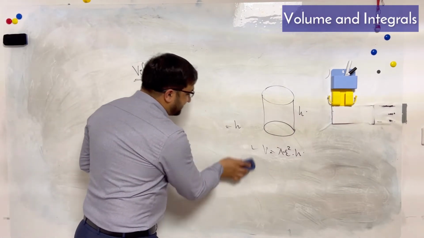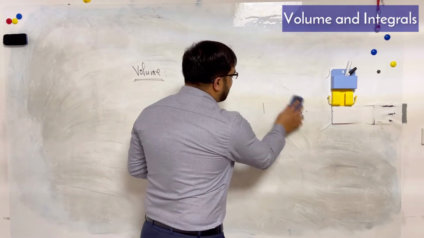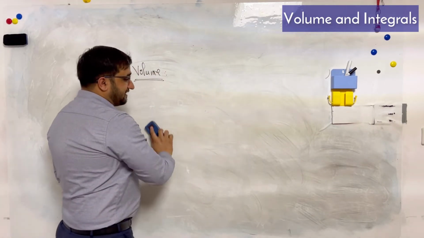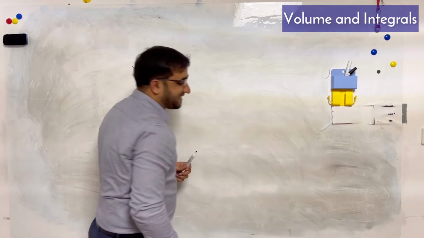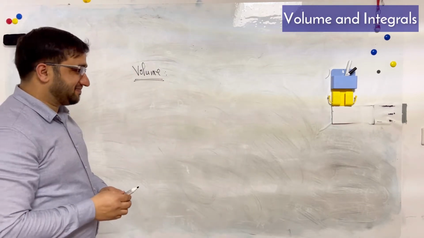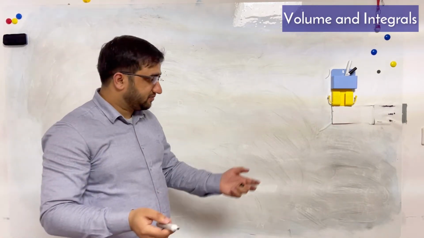Why do we need integral to calculate volume? What is the problem? Maybe because we don't know the area. We don't know exactly the area.